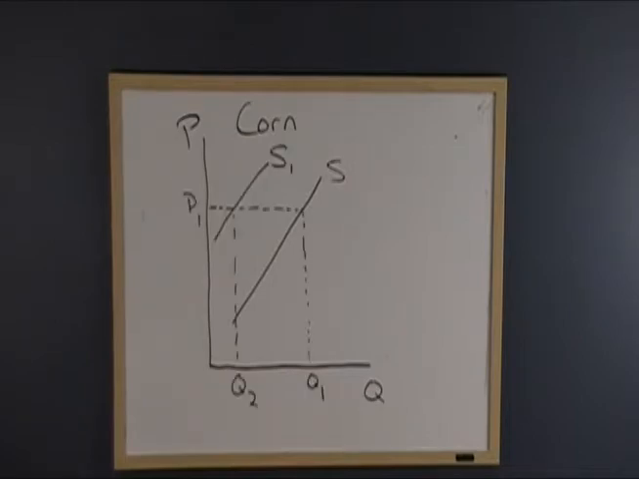In the future, farmers are going to be wary that we might have another freeze again. Therefore, at any given price that they're going to be able to get on the market, they're going to be willing to supply a smaller quantity of corn. They don't want to run into the same pitfalls twice.